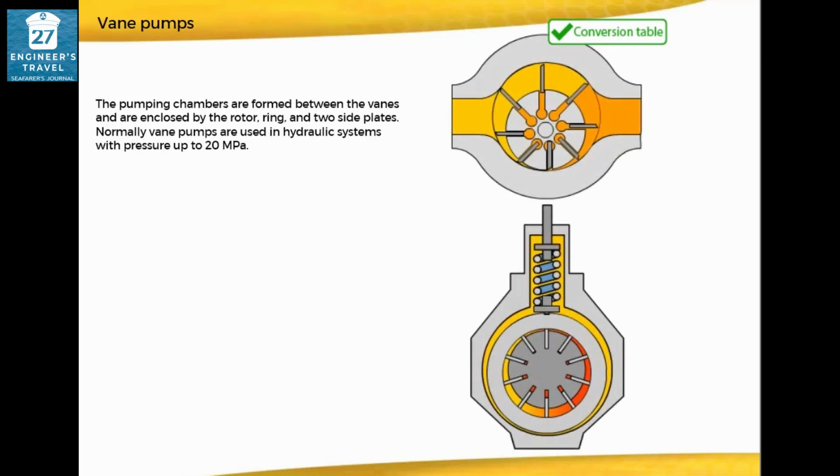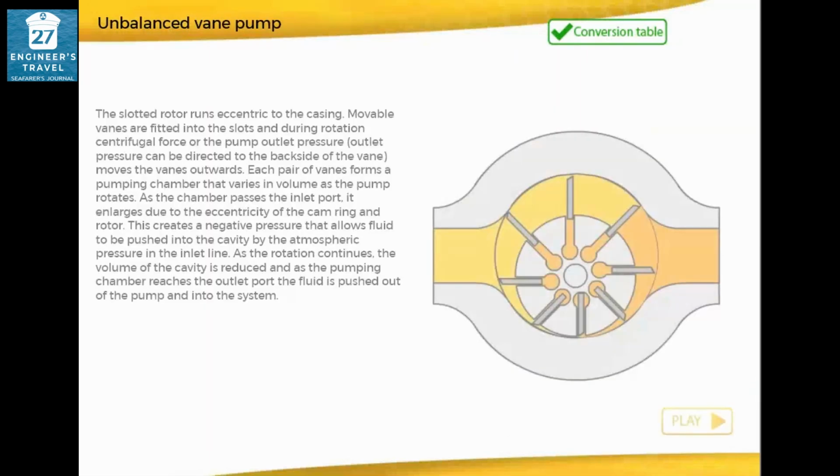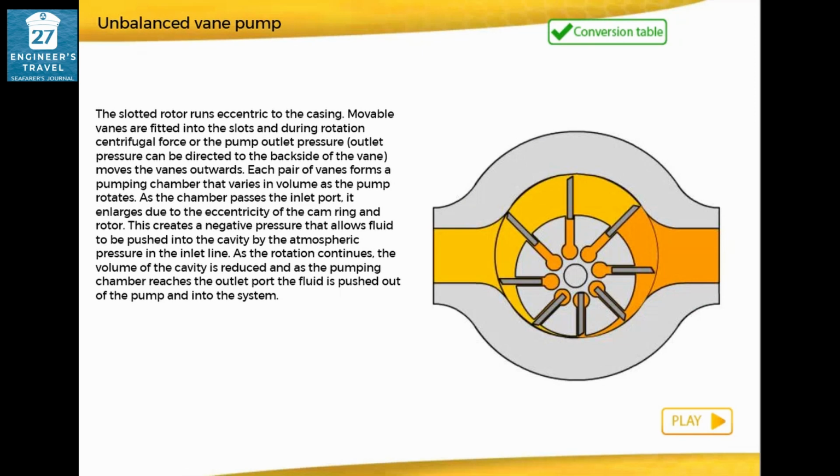The pumping chambers are formed between the vanes and are enclosed by the rotor, ring, and two side plates. Normally, vane pumps are used in hydraulic systems with pressure up to 20 megapascal. The slotted rotor runs eccentric to the casing. Movable vanes are fitted into the slots, and during rotation, centrifugal force, or the pump outlet pressure directed to the backside of the vane, moves the vanes outwards.